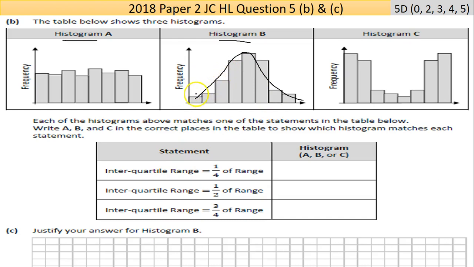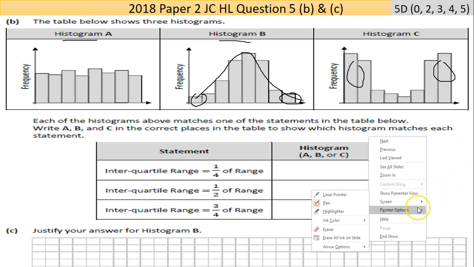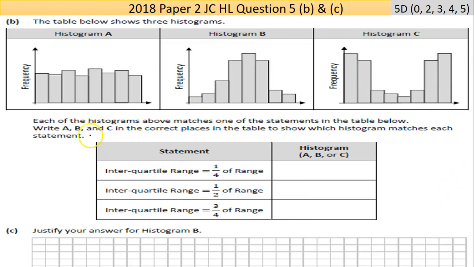But you have very little data on the extremities, okay? And then you have this one in the middle, where most of the data is on the extremities, okay? Now we'll get rid of that fluff there. So we're asked: each of the histograms above matches one of the statements in the table below. Write A, B, and C in the correct places in the table to show which histogram matches each statement.